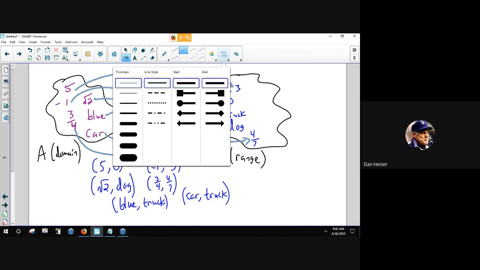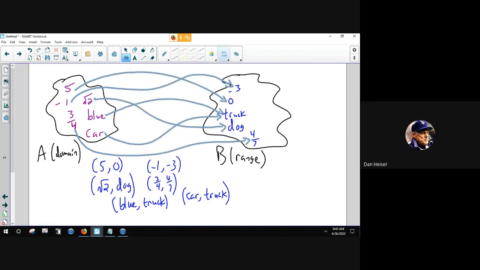Let me make the rule fail. I'll use red. This will fail. Blue now goes to 0. The rule now fails. This is no longer a function.